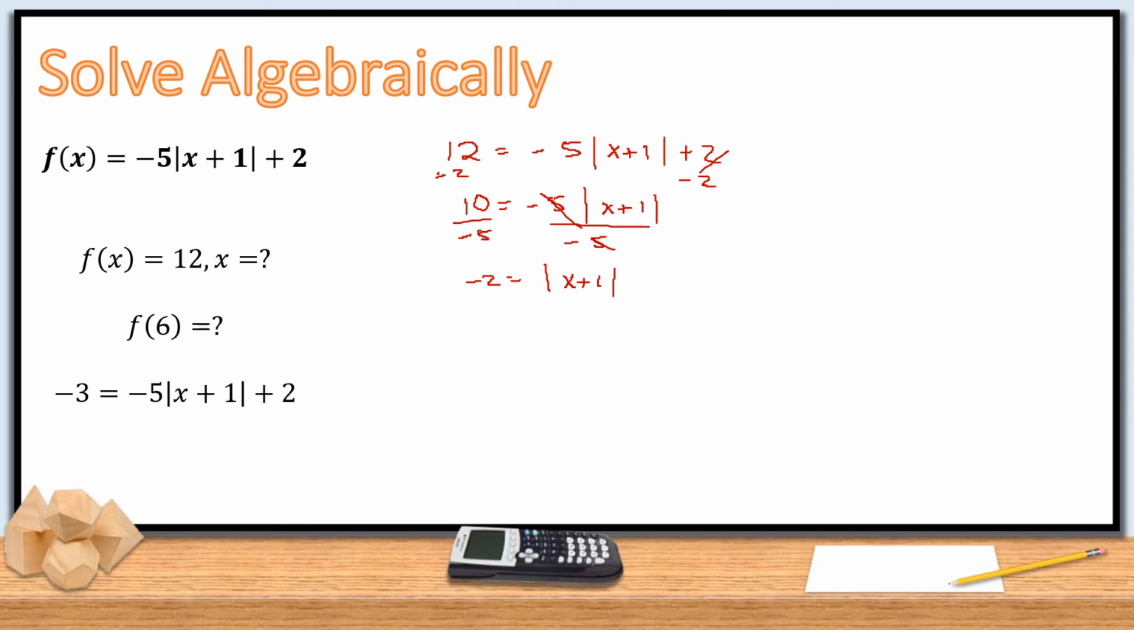Now there's a problem here because anything inside of an absolute value function will result in a positive answer. So it is not possible for the absolute value of any number plus 1 to be negative 2. And that's why on the graph we weren't able to get a solution. The line was way above our actual function. So we would say no solution. This is question 1.